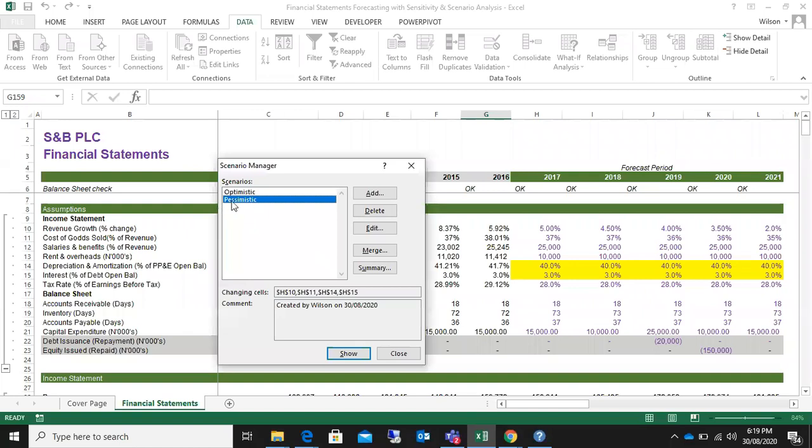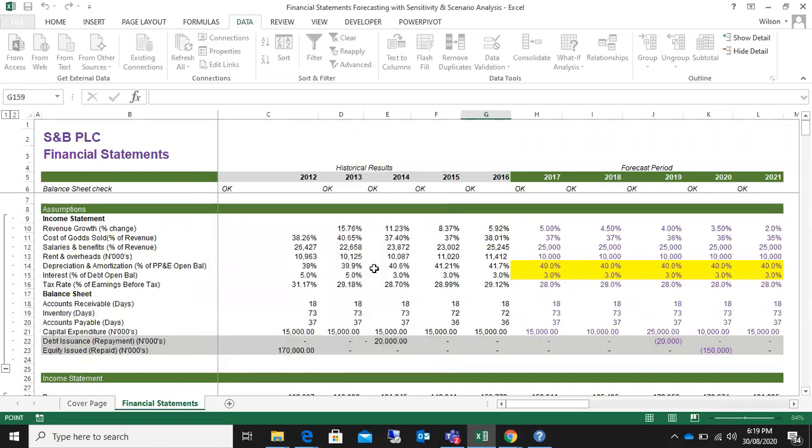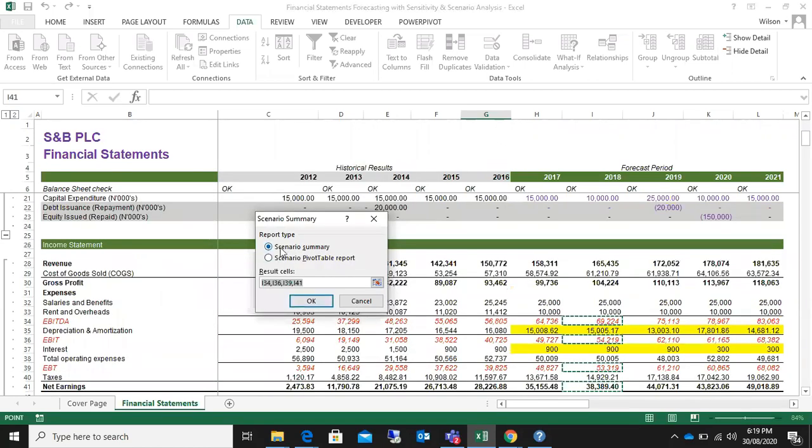Fine. So we have defined optimistic and we have defined pessimistic. What we now simply do is click on scenario summary. Just click on summary. Don't click on scenario pivot report because you don't want it to be in a pivot report. You want a summary. So leave this as it is because, as you are seeing, this has already been selected. Assuming this is not selected already, okay?